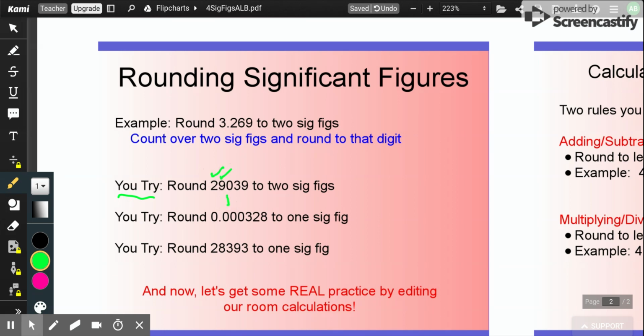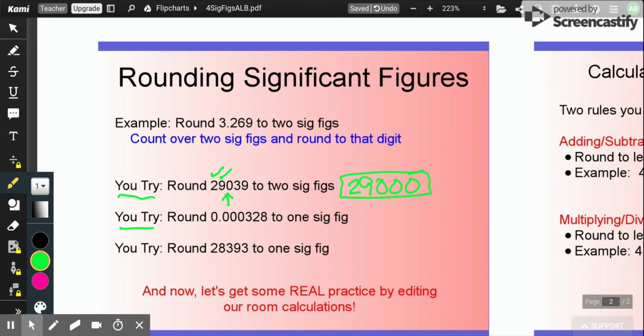Now I look at the next number. That next number is a 0. So the 2 and the 9 stay the same, and I just fill everything else in. 2, 9, 0, 0, 0. That's my answer. That is 2 significant figures, and it's a rounded number. Now, I have students that try to round 29039 to 29. When in the world is 29,000 rounded to 29? That makes no sense.